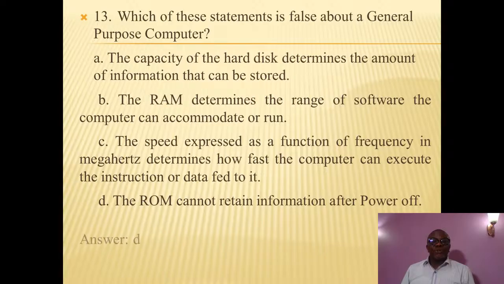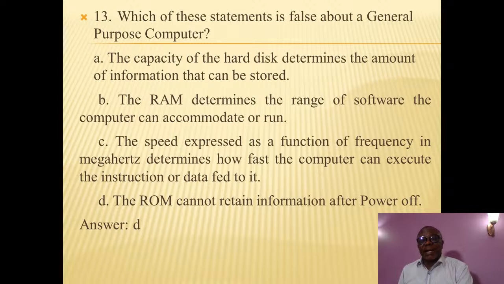And this is also true, because the speed, which we call the clock speed, determines the number of operations that your system or your computer can operate in a second, which is called millions of instructions per second or millions of operations per second. So C is correct. Now the ROM cannot retain information after power off.